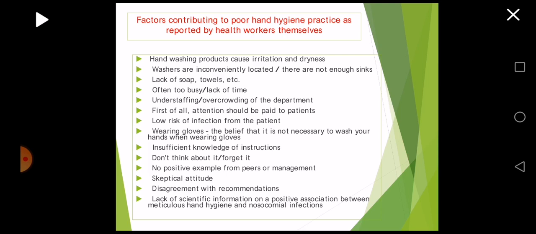Understaffing, overcrowding of the department. First of all, attention should be paid to patients. Low risk of infection from the patient. Wearing gloves: the belief that it is not necessary to wash your hands when wearing gloves. Insufficient knowledge of instructions. Don't think about it, forget it.